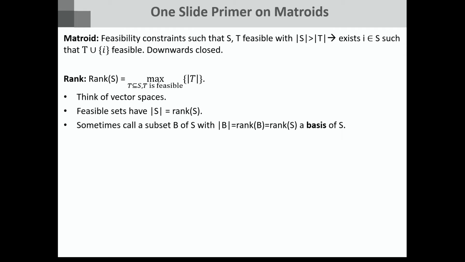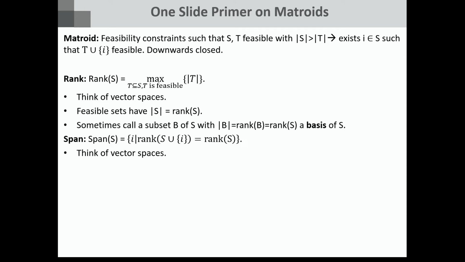I'm also going to use the term rank. The rank of a set S is the maximum size of any feasible subset of S. If this is a little bit abstract, you should think of vector spaces: the rank of a vector space is the maximum number of linearly independent vectors contained in that space. So feasible sets are exactly the ones that have their size equal to their rank, and you can read that from the definition. We sometimes also use the term basis of a set S to be any subset that is feasible and has size equal to the rank of S. This term is also drawn from linear algebra, where a basis for a vector space is exactly the same thing.